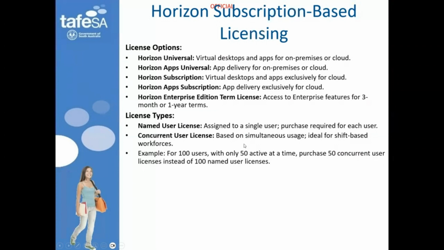Then there's the concurrent user license, based on simultaneous usage, ideal for a shift-based workforce. If you had 200 users, maybe they don't all work at the same time. What if there's a day shift and a night shift? On the day shift you might have 150, on the night shift 50. You don't necessarily need a named license for each. You could get the concurrent user license, which covers how many users can be concurrently using your infrastructure. For example, for 100 users with only 50 active at any one time, you can purchase 50 concurrent licenses, which only means you'll be limited to 50 at any one time. So that's good for shift work.